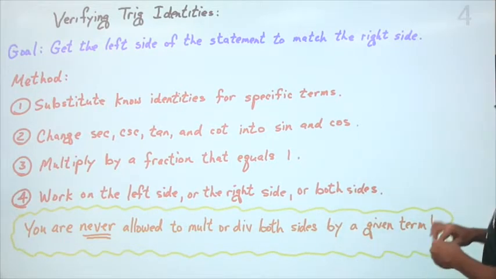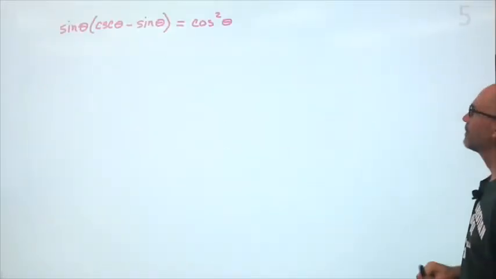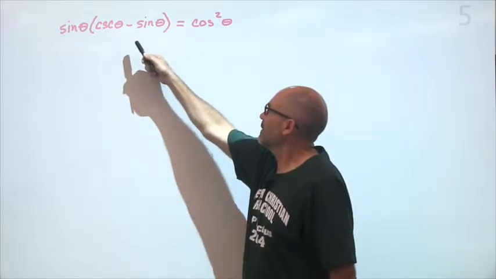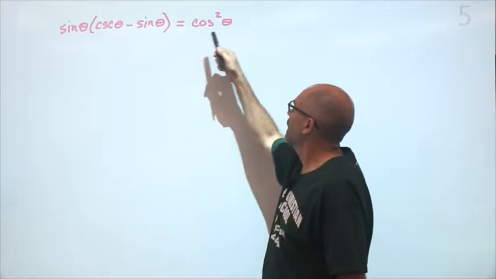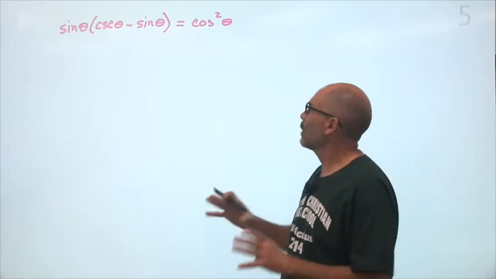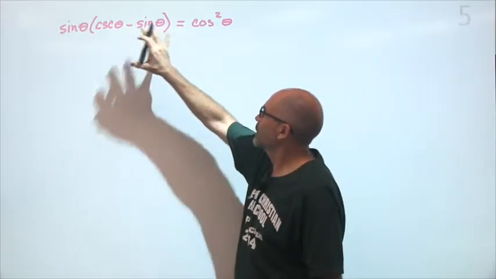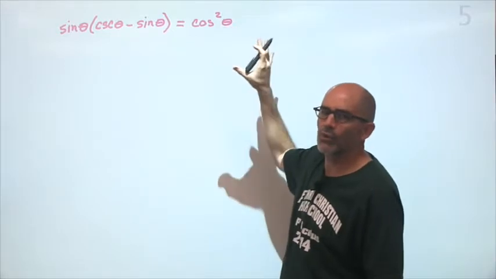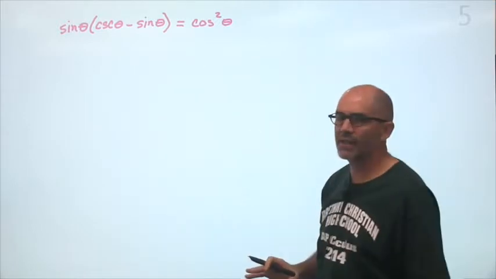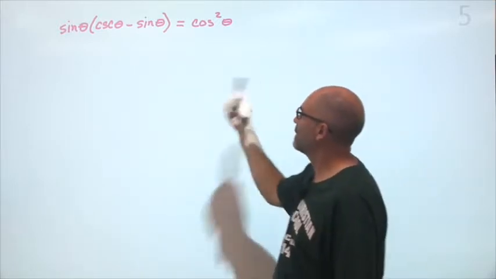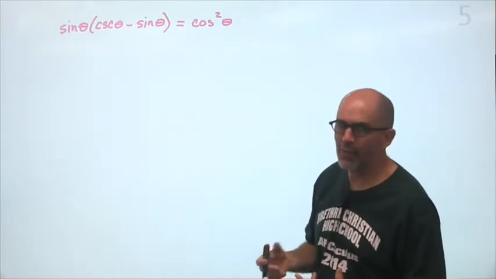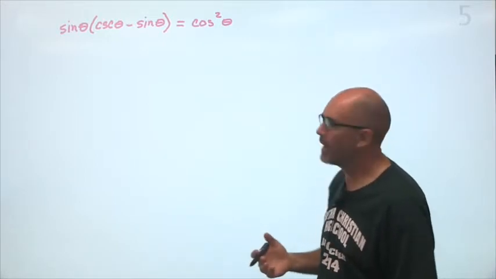Okay, so let's try some of these. We're being asked to prove that sine theta times the quantity cosecant theta minus sine theta equals cosine squared theta. Now, what we're going to do is work on the most complicated side and try to make it equal to the simple side. So I'm going to work on the left side and make it match the right side. Remember, I'm not allowed to multiply both sides by something because that's not an equal sign. That's an alleged equal sign. We're trying to prove it's actually an equal sign.